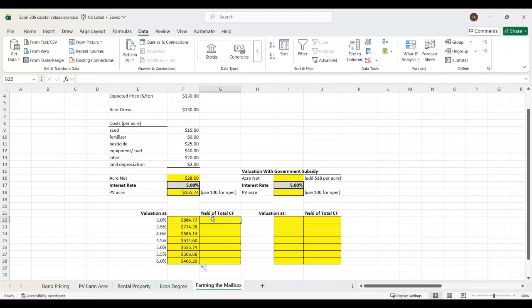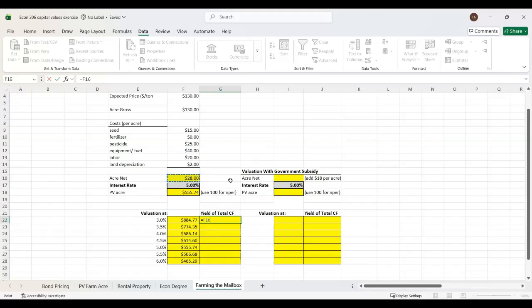Now, I want to do one more calculation here to kind of show you the logic of this. Yield of total cash flow on this valuation. Well, the total cash flow is always the $28. And by the way, with an acre of farmland, you want to treat this as an average. You'll have a dry year where you might produce nothing. You'll have a wet year where you might produce 2 tons. Over 20, 30, 40 years, this is our expected average.